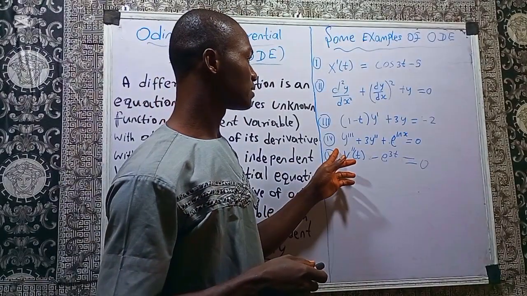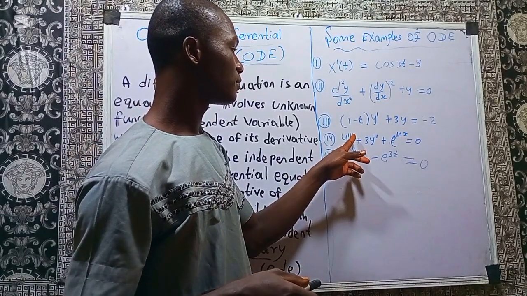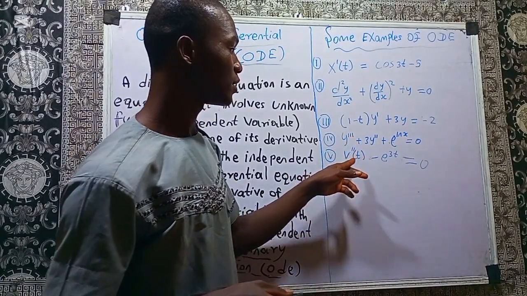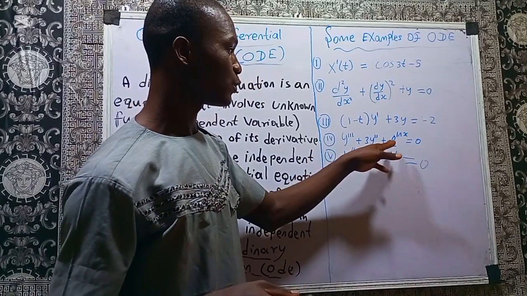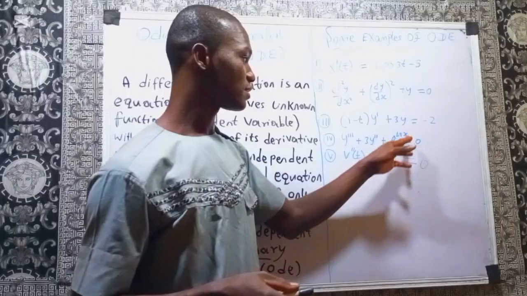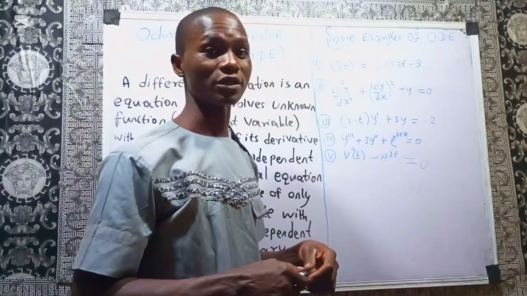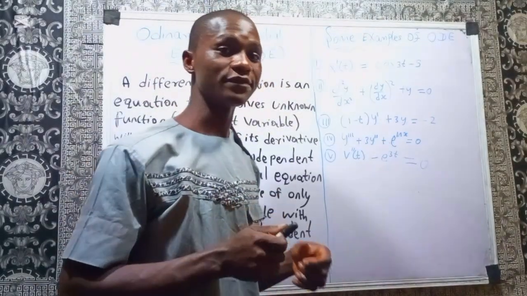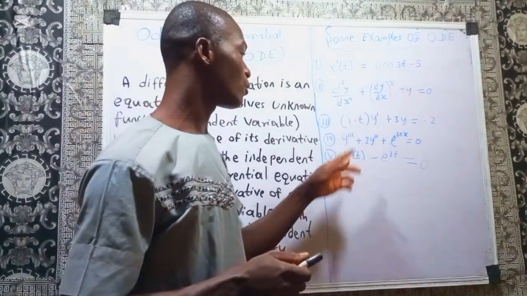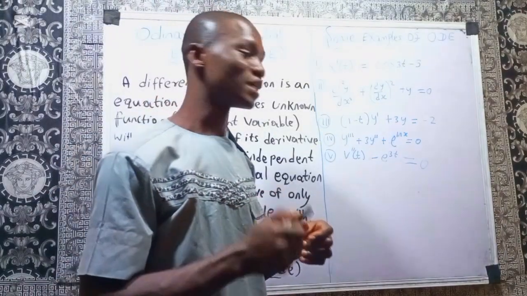So let's look at the second one here. We have y prime prime plus 3y prime prime plus exponential ln x equal to 0. Of course, this is an ordinary differential equation. I have the derivative of only one dependent variable y with respect to a single independent variable x.